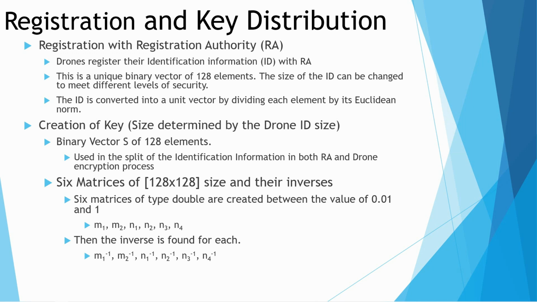Then the RA, registration authority, will create the key, and the size is determined by the drone's ID size. The first part is a binary vector S of 128 elements. This is used later on to split the identification information in both the RA and drone encryption processes. The next part: 6 matrices are created of 128 by 128 size, and their inverses. They are type double, and the values of each element are between 0.01 and 1.